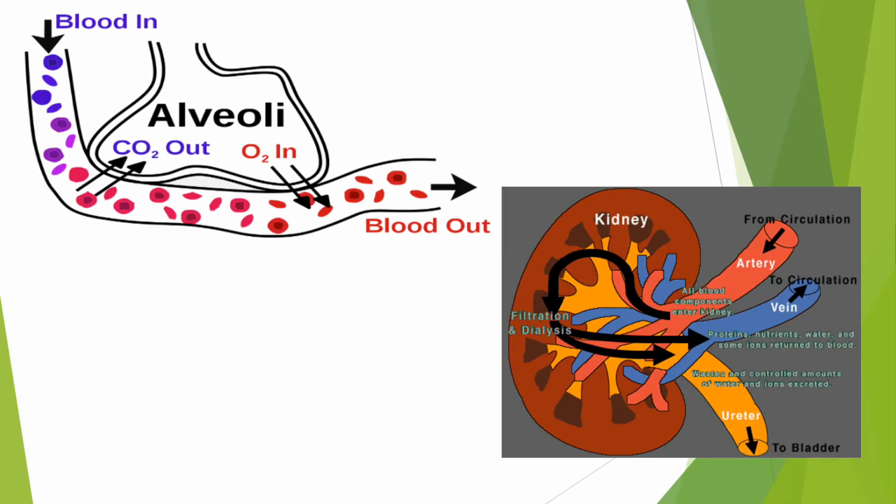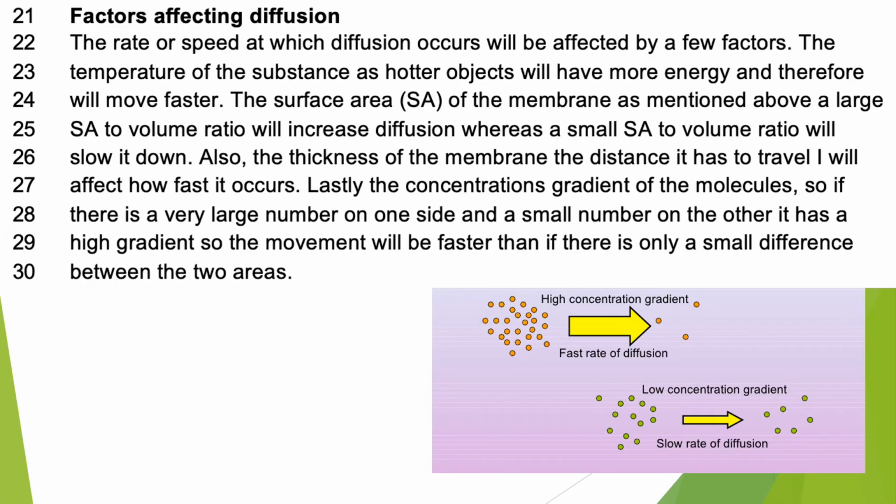Okay. Now that we've talked about what diffusion is, and where you can see it in your body, now it's going to talk about what affects diffusion. So we know that things can go faster or slower depending on the molecules that are present, things like that. But with diffusion, there's actually multiple simple things that affect how fast or how slow diffusion can happen.